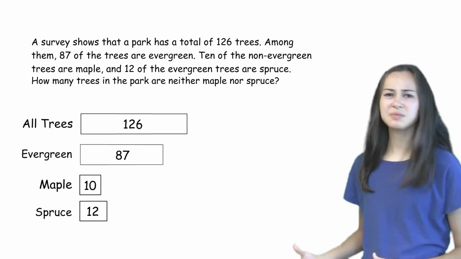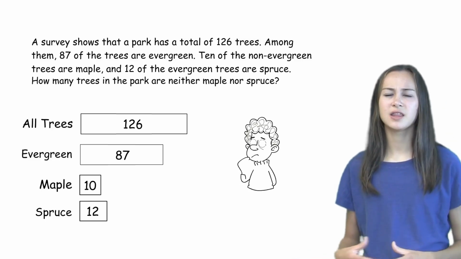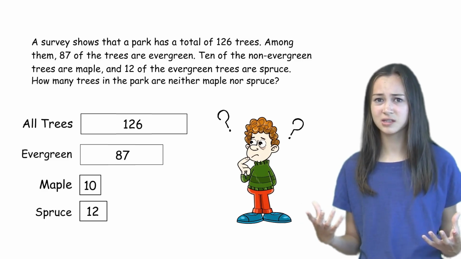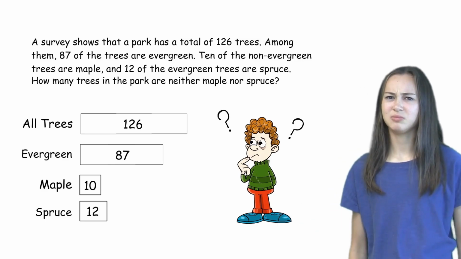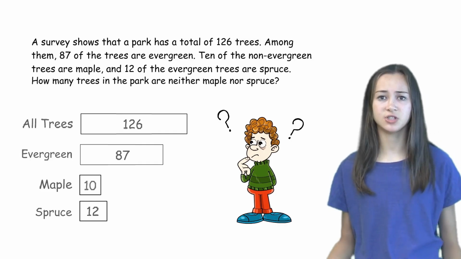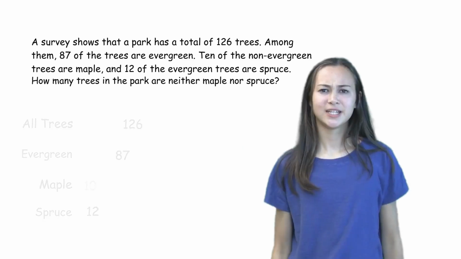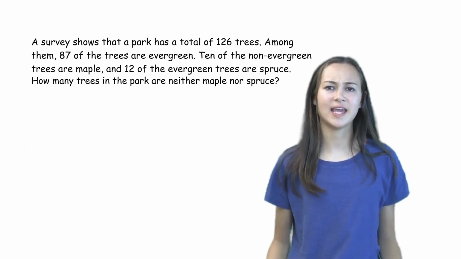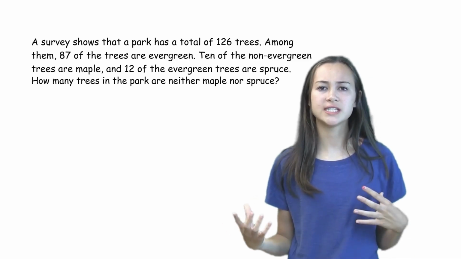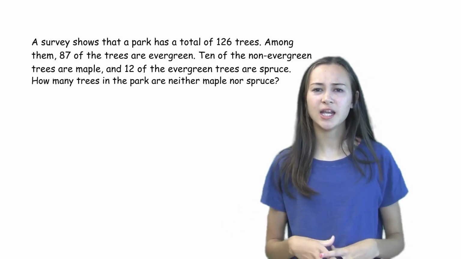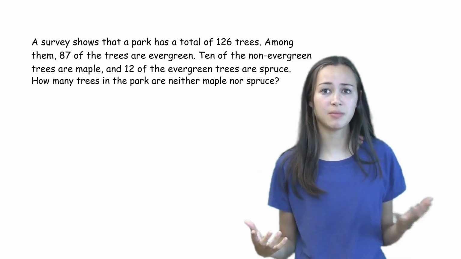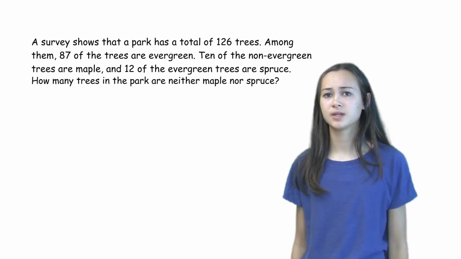Now, can this picture help us find the number of trees that are neither maple or spruce? Not really, because this doesn't show the relationships between the different trees. So how do we show that the evergreens, the spruces, and the maples are all trees inside the park? And how do we show that the spruce trees are a part of the evergreens and the maple trees aren't?